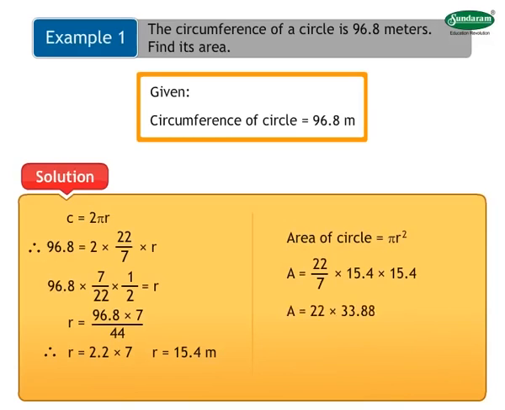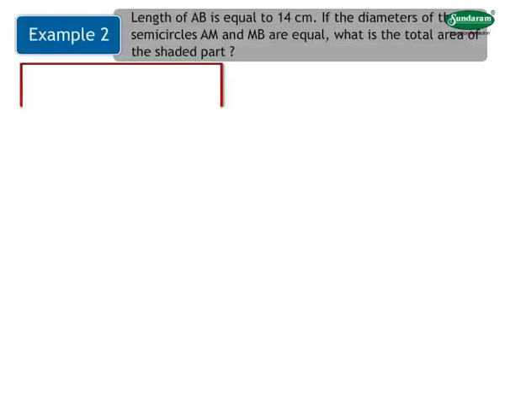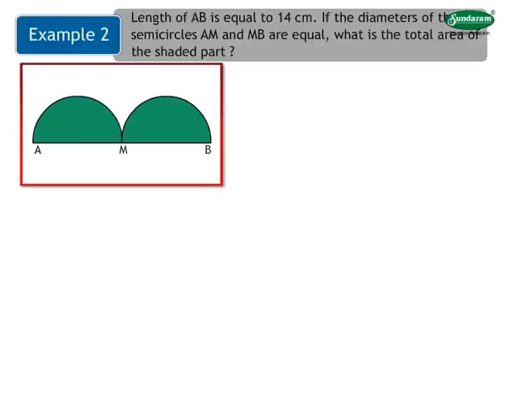Area is equal to 22 into 33.88. Area is equal to 745.36 square meter. Answer. Area of circle is equal to 745.36 square meter. Example 2. See the figure on the screen. Length of AB is equal to 14 centimeter.